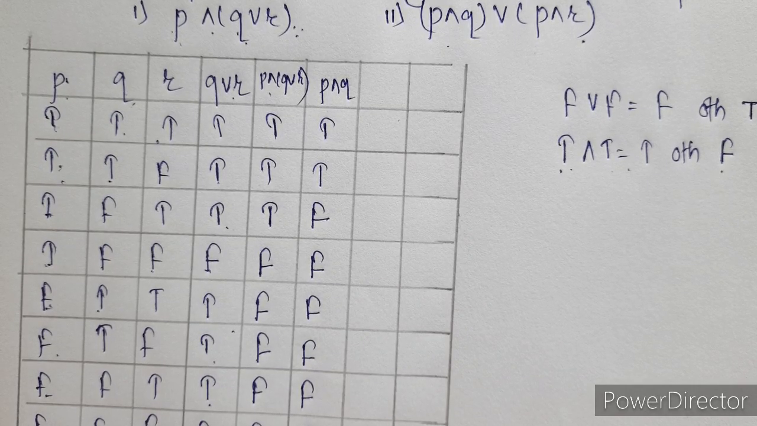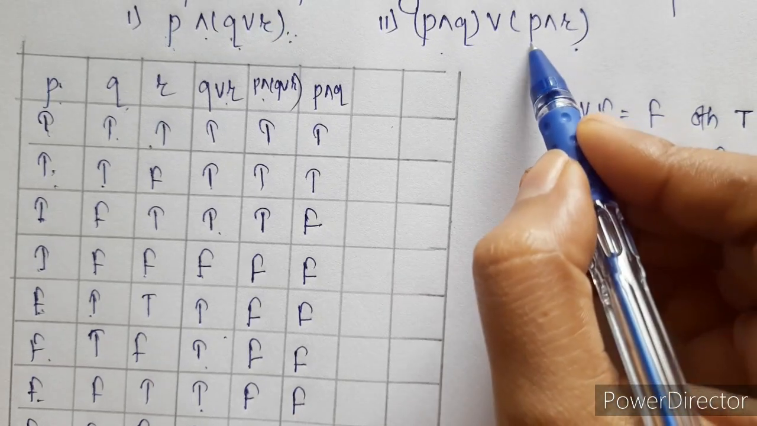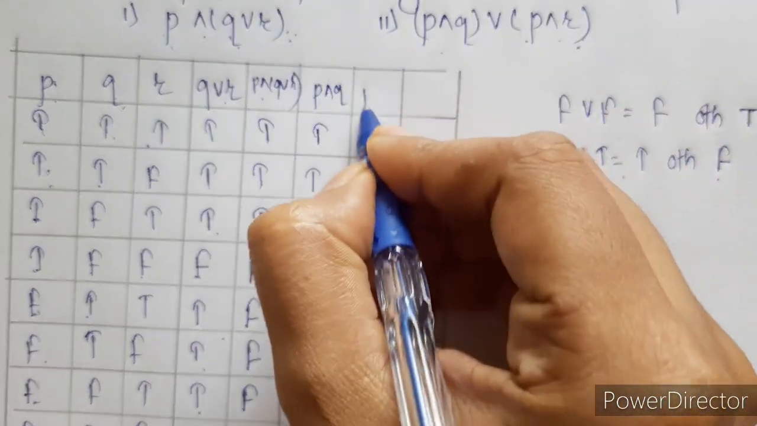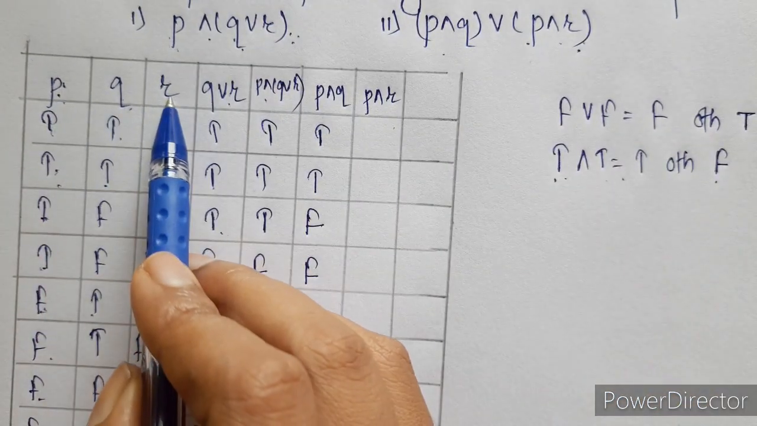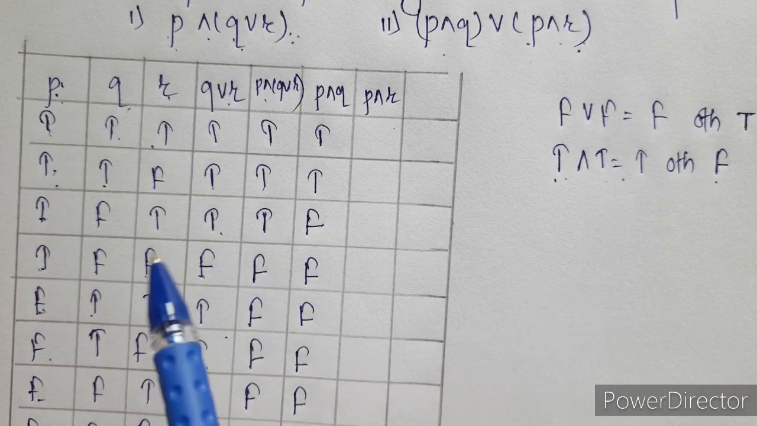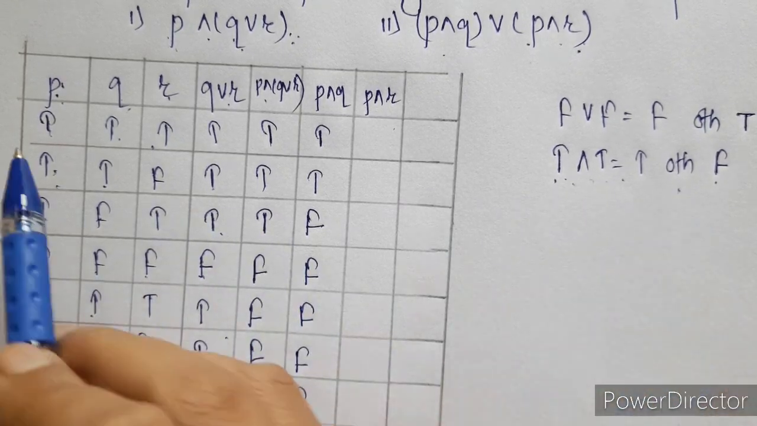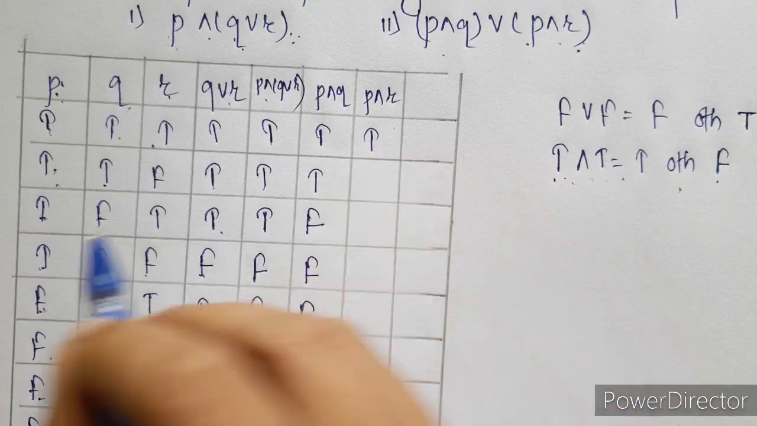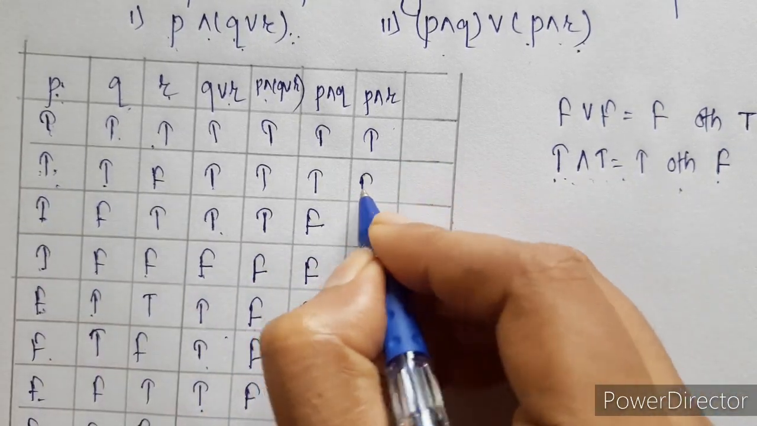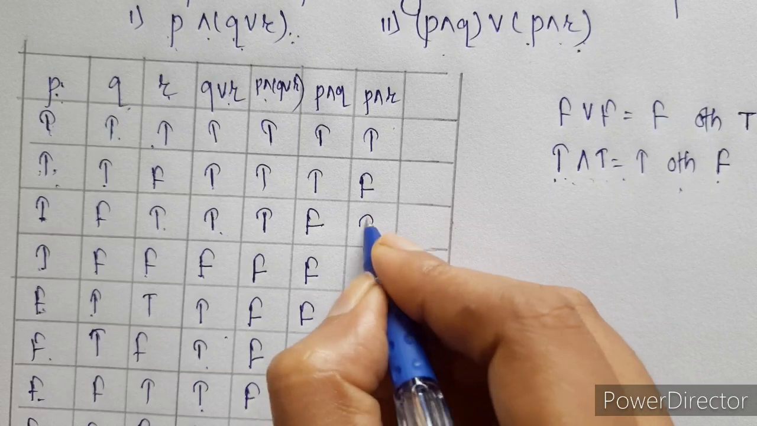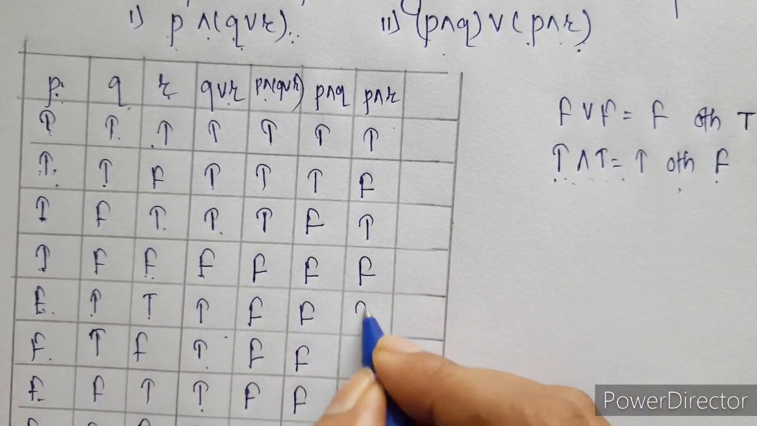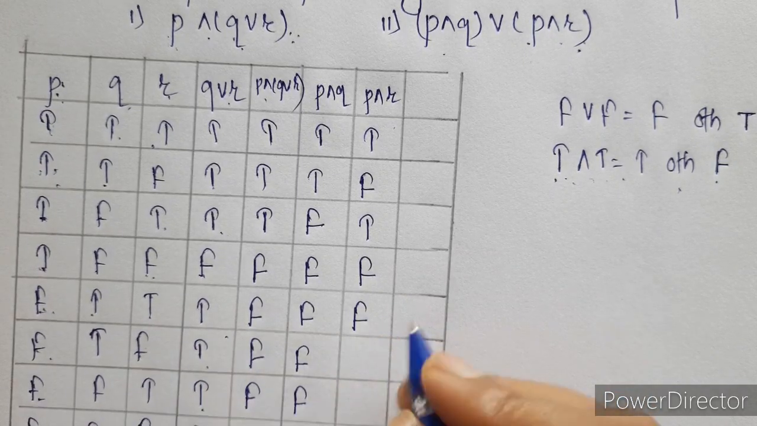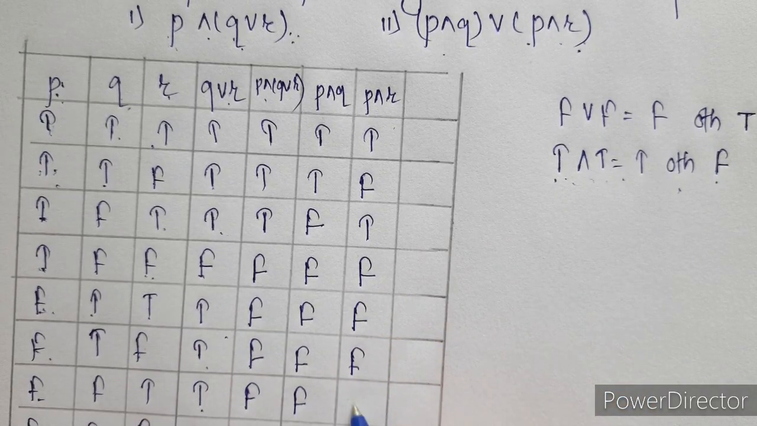So we got P and Q. Let us move to the next bracket, that is P and R. So we have to find now P and R. We are comparing P with R using the connective AND. So again same case: true and true, true; true and false, false; true and true, true; true and false, false; false and true, false; false and false, false; false and true, false; and both falses, false.